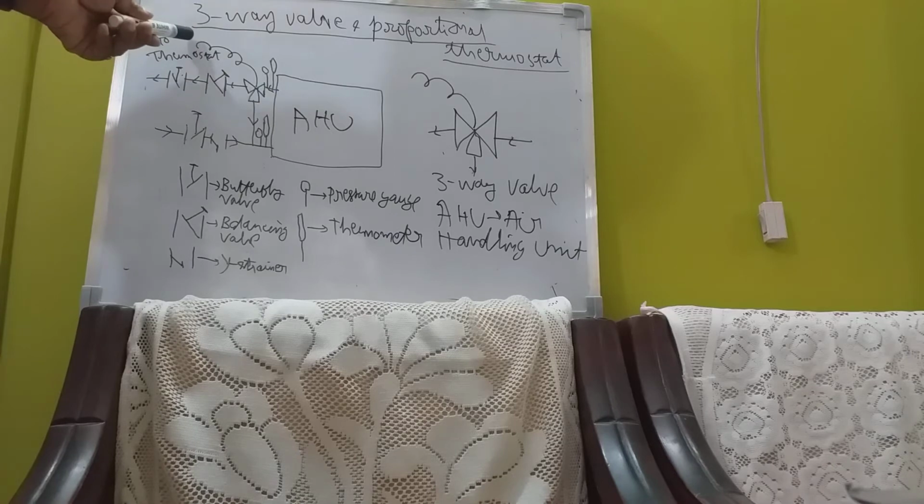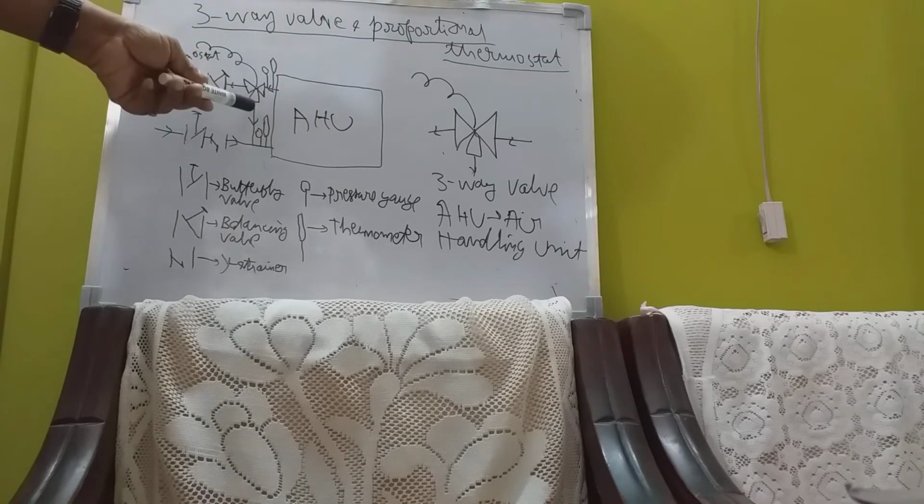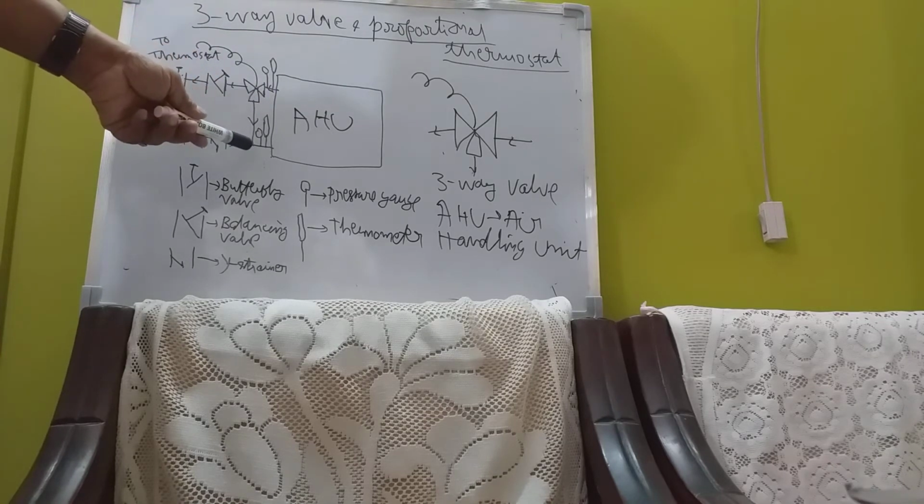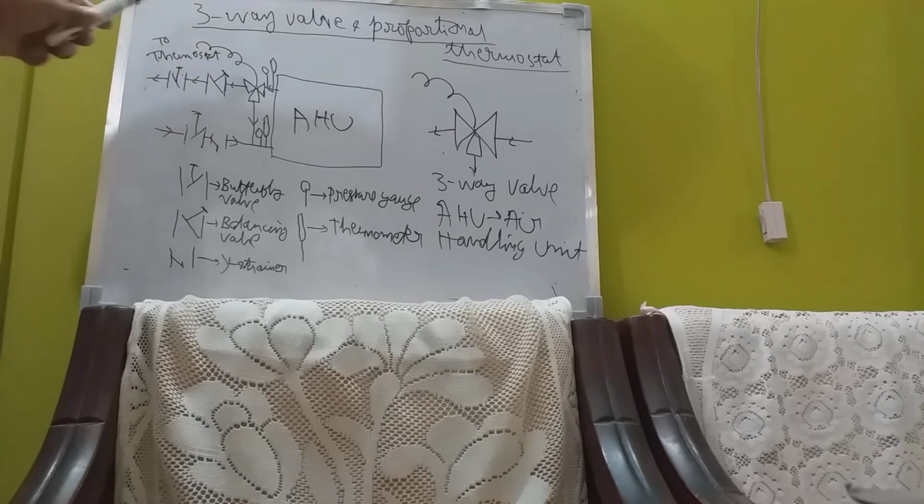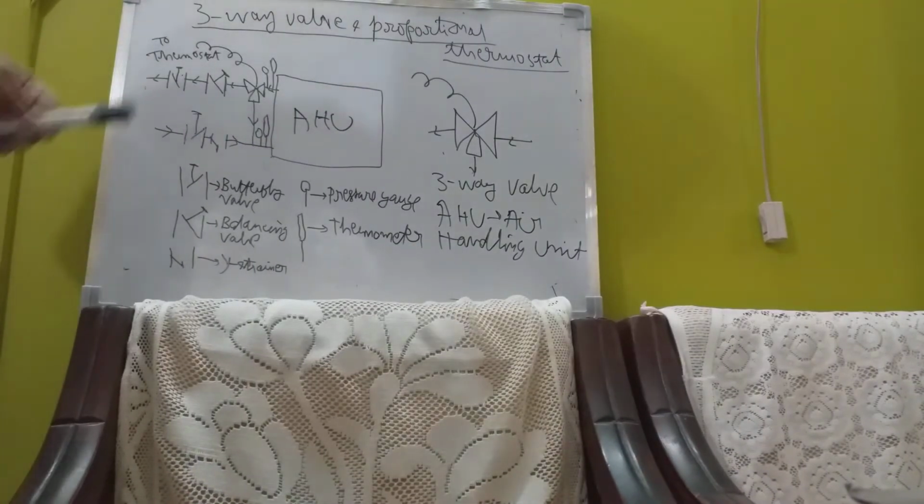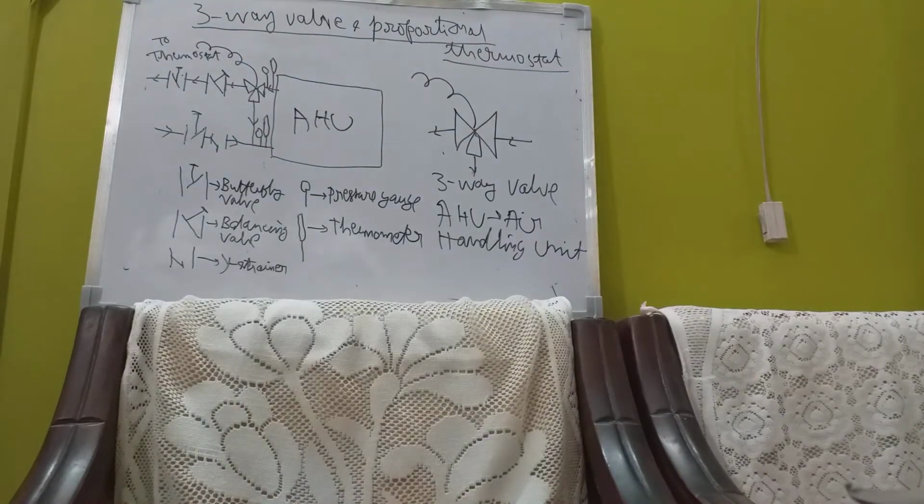This is the wiring connection to the thermostat, and this is the return connection from the three-way valve to the supply chilled water. And then it comes to the balancing valve. This is the balancing valve, this is the butterfly valve. I am defining the whole system in totality. Try to understand the system.